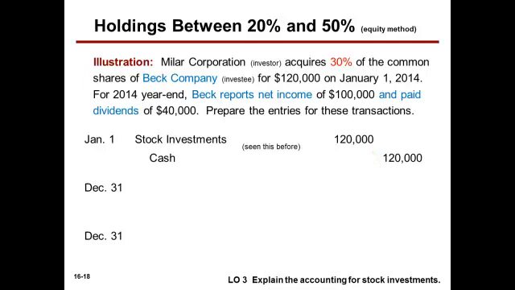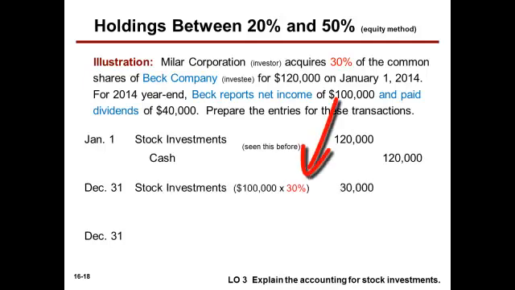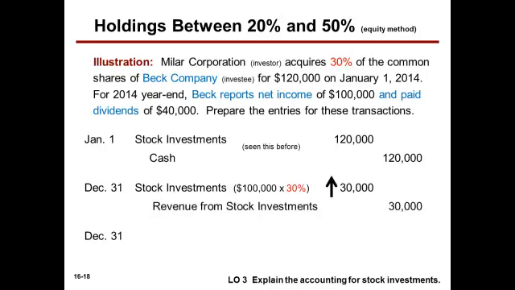Now at year end, Beck reports net income of $100,000. What entry should Millar make? Their share of that income, 30% of that $100,000, will debit or increase the stock investment account on the books of the investor, Millar. What's the credit? Revenue from stock investments, $30,000 increase. That's reported on the income statement.